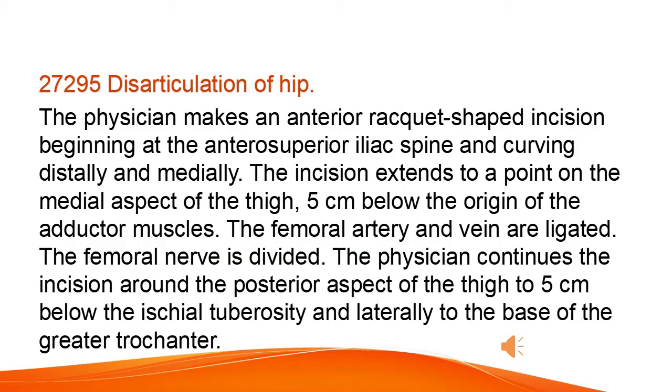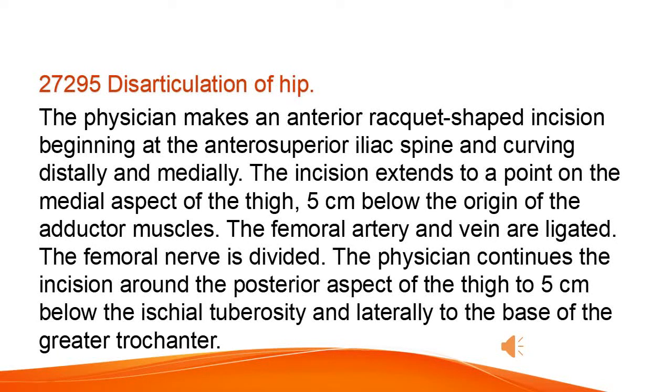Disarticulation of hip. The physician makes an anterior racket-shaped incision beginning at the anterosuperior iliac spine and curving distally and medially. The incision extends to a point on the medial aspect of the thigh, 5 cm below the origin of the adductor muscles. The femoral artery and vein are ligated. The femoral nerve is divided.